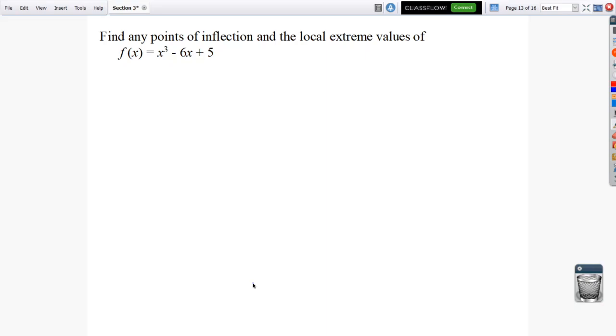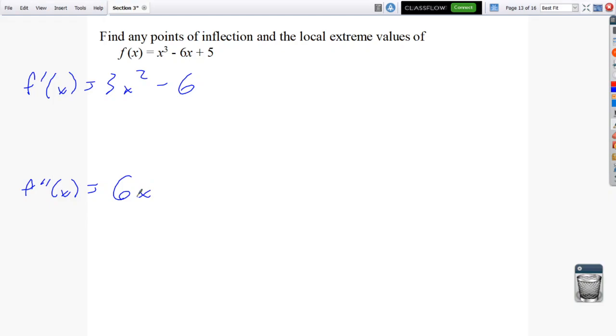So we see that we have points of inflection and local extreme values. Well, when I see points of inflection, that draws my mind to the second derivative. When I see local extreme values, that draws my mind to the first derivative. So the first thing I'm going to do is calculate f prime of x and then f double prime of x. F prime of x is 3x squared minus 6. F double prime of x is 6x. The 6 differentiates out.